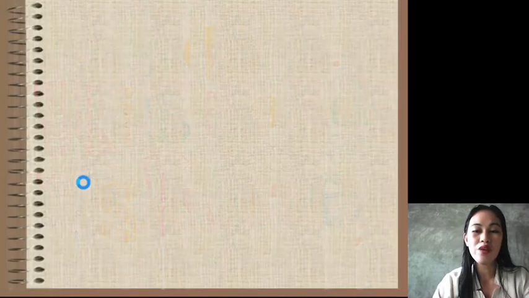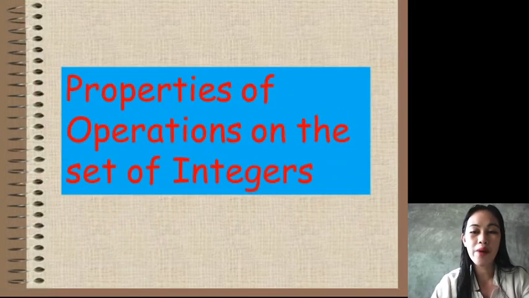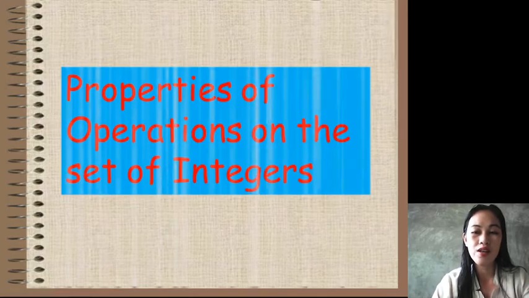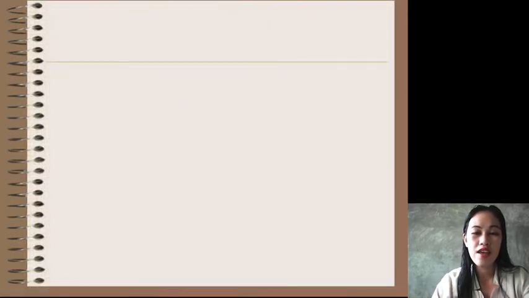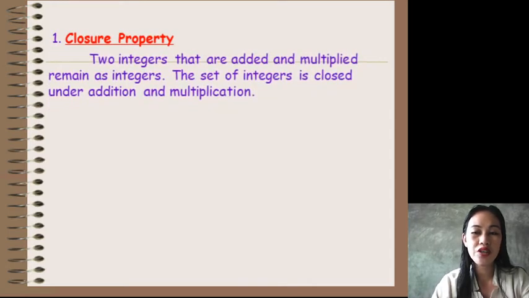We will be discussing today the properties of operations on the set of integers. The first property is the closure property. Two integers that are added and multiplied remain as integers. The set of integers is closed under addition and multiplication.